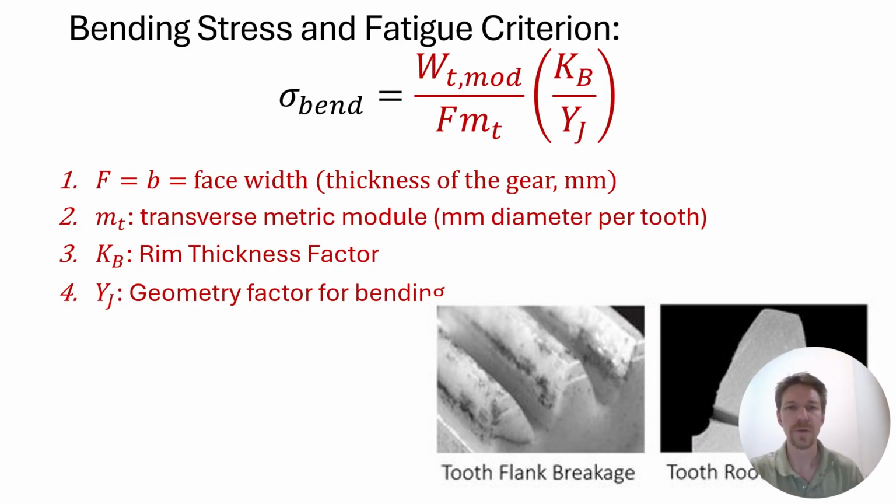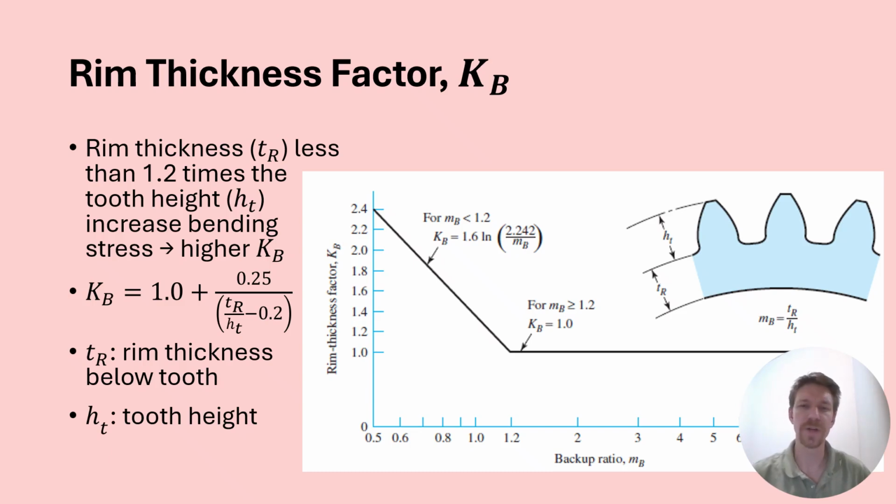So bending stress depends on the modified load, and then the face width, the transverse metric module, so that's the module for spur gears, the K sub B rim thickness factor, and Y sub J geometric factor for bending. Y sub J is related to the old Lewis factor and also incorporates stress concentration effects. The rim thickness factor only applies if the rim is less than 1.2 times the tooth height. If the rim of a gear, if it's a rimmed gear, gets too small, then instead of the tooth failing, the rim could fail.